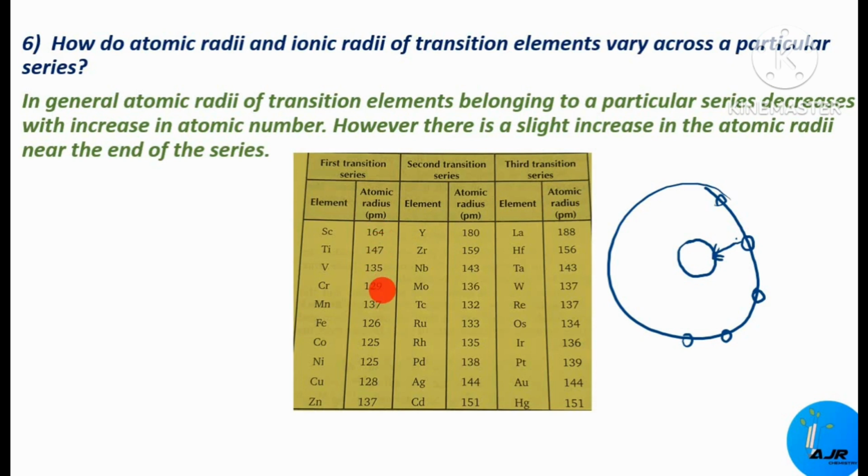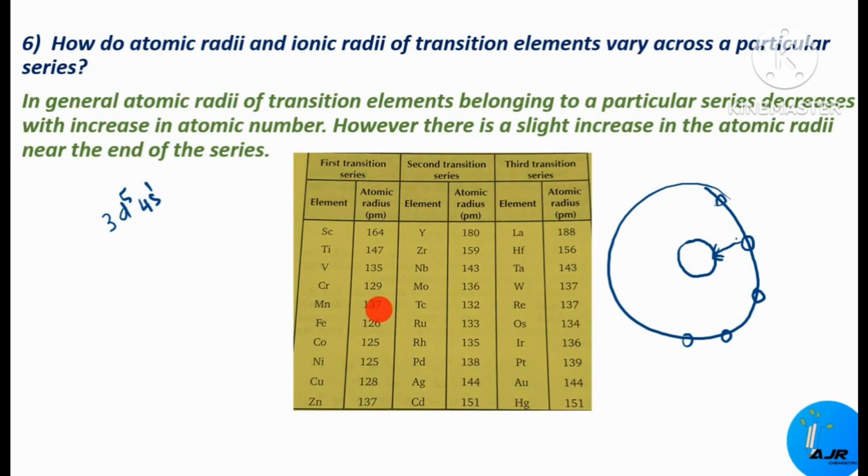See, up to chromium, the electrons present in the 3d subshells are unpaired. Understood? Because the configuration will be like this: 3d5, 4s1. So up to chromium, the electrons present in the 3d subshells are unpaired, and the electron-electron repulsions are not significant. When you move down the series, the electrons start to pair up in the 3d subshells, and therefore the electron-electron repulsion becomes progressively more significant with increase in the number of paired electrons.